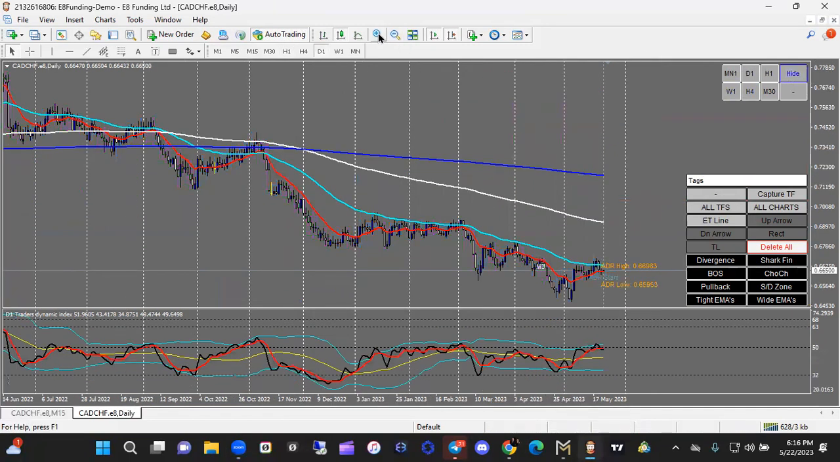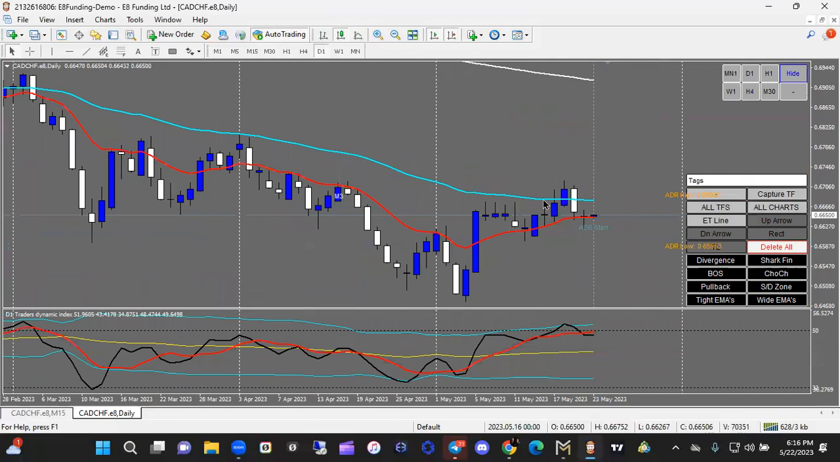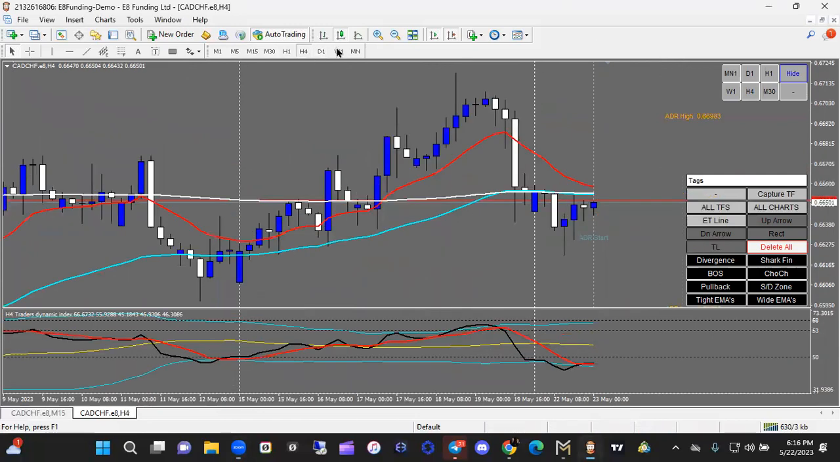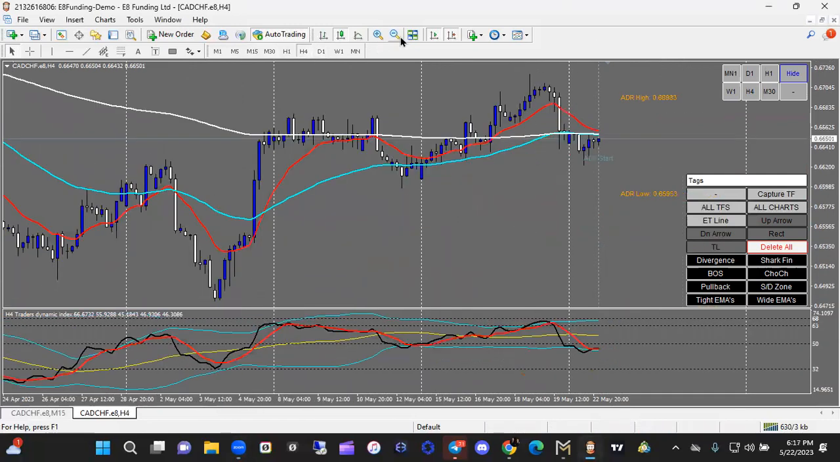Let me hide this stuff. So it definitely wants to shoot back up. I think it's gonna ride this water, and then once it hits it again, it might drop back down. But let's look at the 4 hour. The 4 hour is showing signs of it doing what I just said. And then look at the TDI.